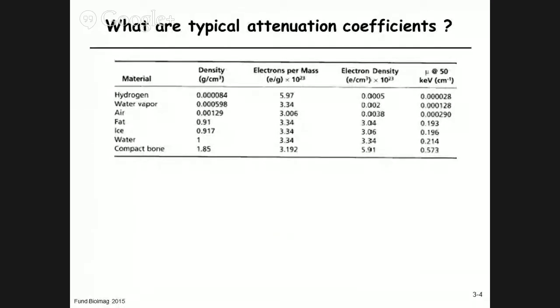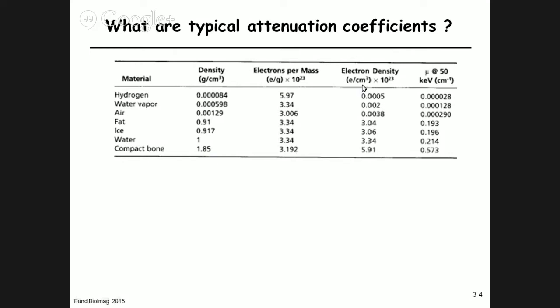So what are now some typical attenuation coefficients? Well, now we're going back to the linear attenuation coefficient, and here are some materials to give us an idea what we're talking about. Here's the hydrogen, and then we have the density. We have water vapor, we have air, fat, ice, water, and compact bone. The second column here is the number of electrons per unit mass. In this case, it's per gram, and you can see there is quite a difference. We have quite a few electrons per gram here, and for bone here.